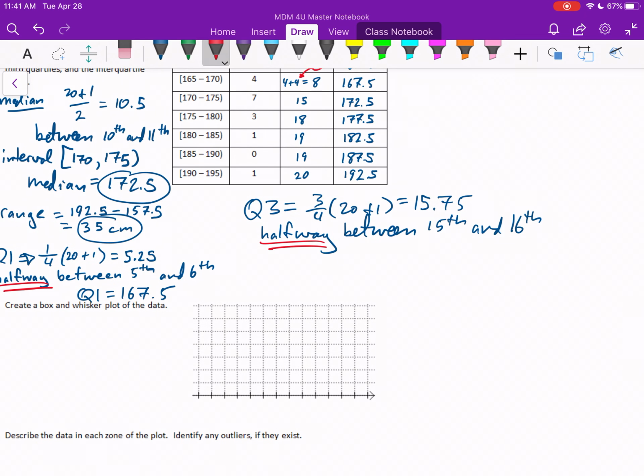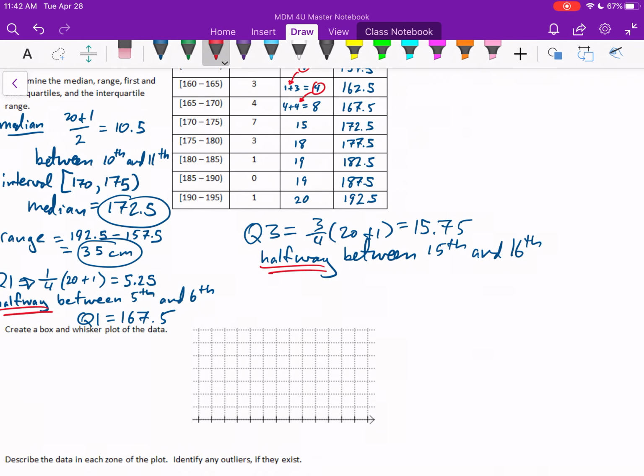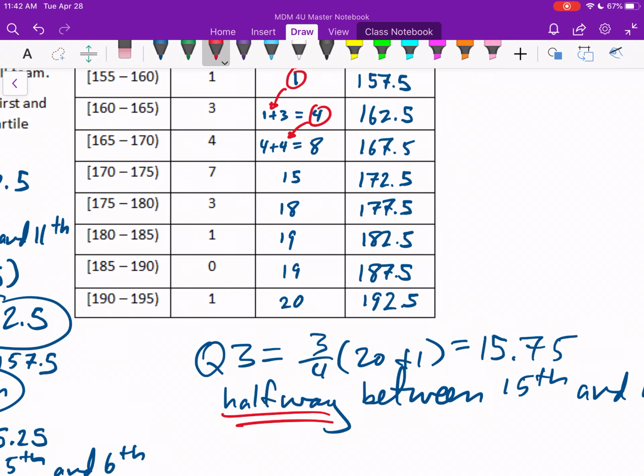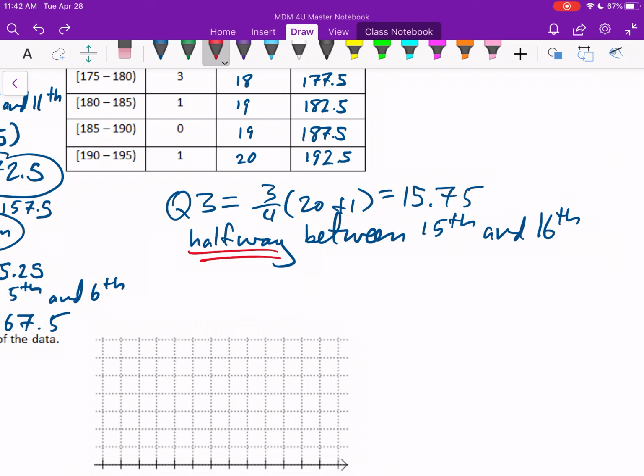And the 16th comes in the interval 175 to 180. So this is actually straddling two different intervals. So in this case, I do have to take that into consideration. In other words, let's take a look at the table here. The 15th piece of data is going to be the last one here, whereas the 16th piece of data is going to fall in this range here before we get to the 18. So they're covering two different rows of the table. So now I'm going to have to average these two.